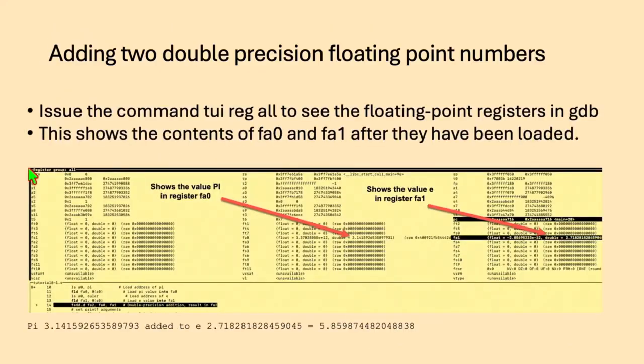So, the output there is very simple. It says pi, and it gives you the value in double precision. Add it to e, giving you the value there as well, and it gives you this double precision result.